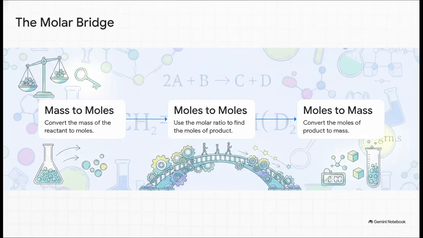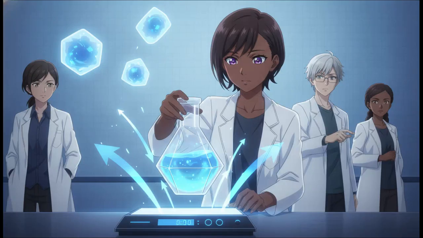So, with that key in hand, let's unveil a 3-step sequence that acts as our universal roadmap. Step 1. Convert the given mass of your starting reactant into moles. Step 2. Use the molar ratio from the balanced chemical equation to figure out the moles of your desired product. This is the moment you actually cross the bridge. And step 3, convert those product moles right back into a measurable mass in grams. It's just 1, 2, 3. Mass to moles, moles to moles, moles to mass. All right, let's see this in action.